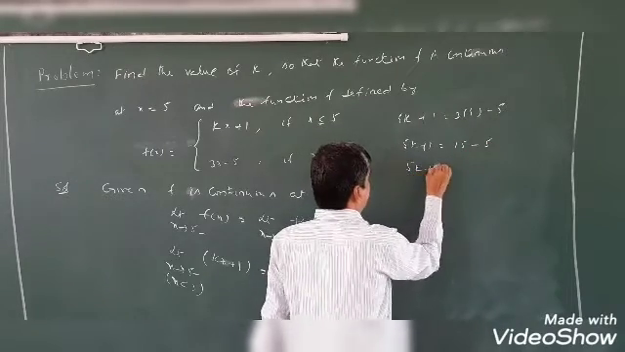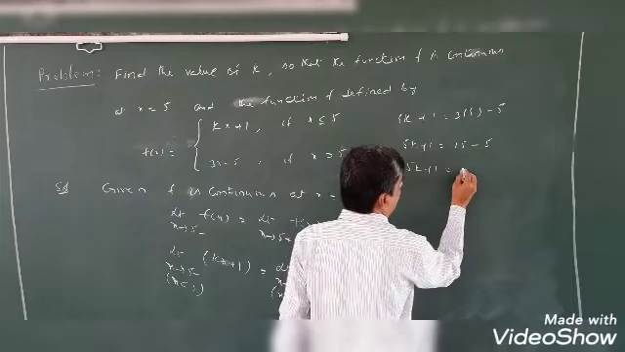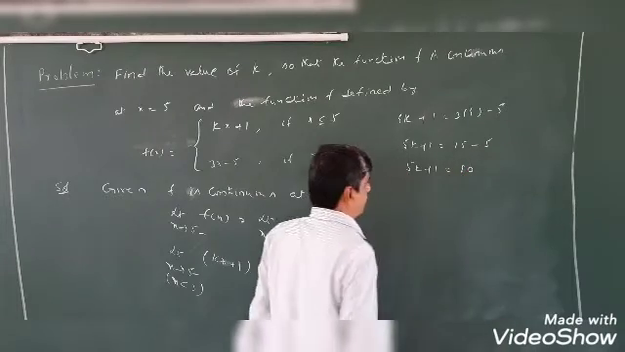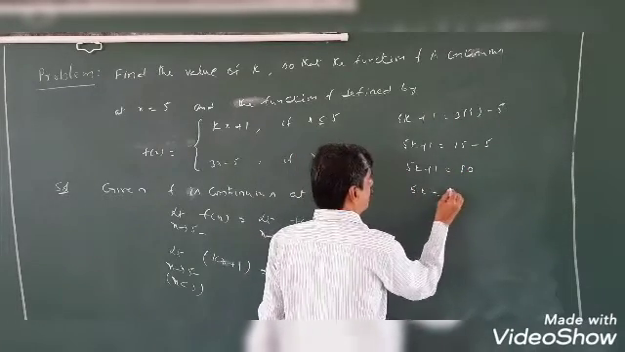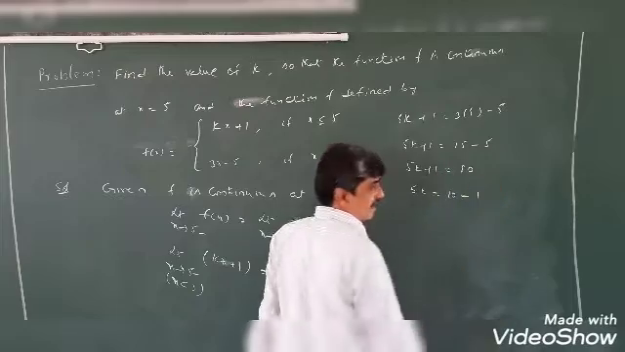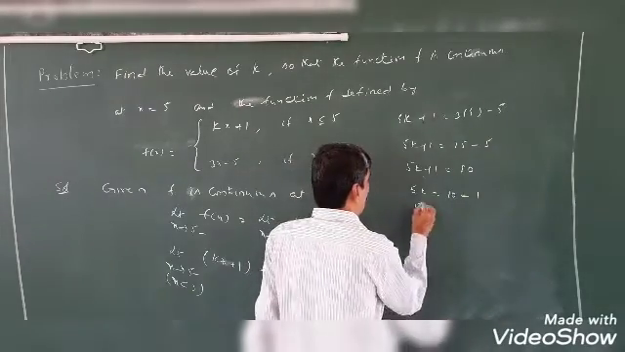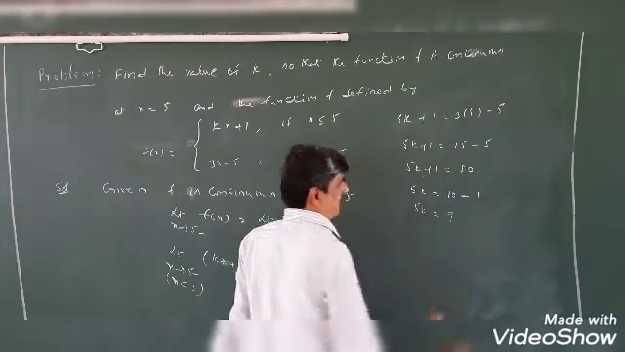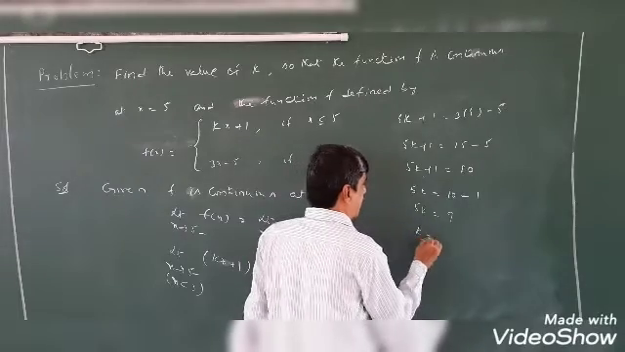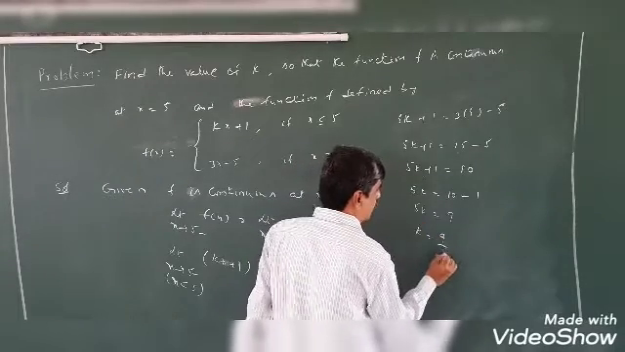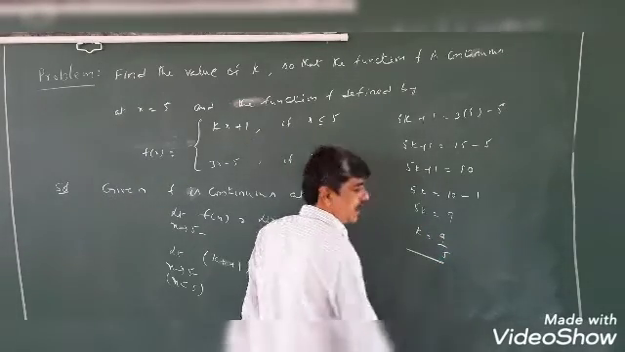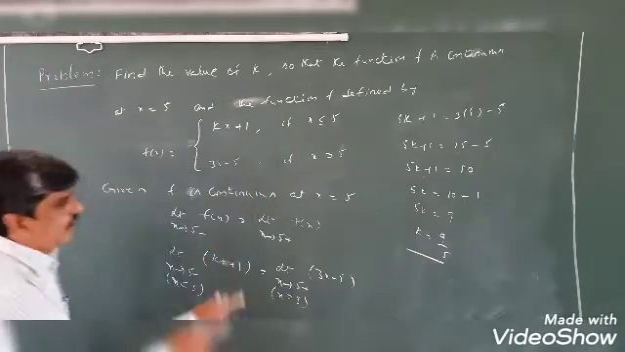So 5k plus 1 is equal to 15 minus 5, which means it is 10. 5k plus 1 is equal to 10. This plus 1 should go to this side as minus 1. So 5k is equal to 10 minus 1, 9. k is equal to 9. This 5 should go to this side. So therefore k is equal to 9 by 5.